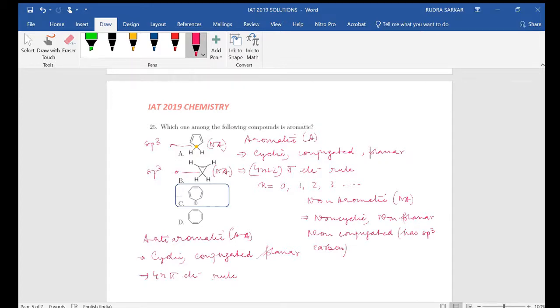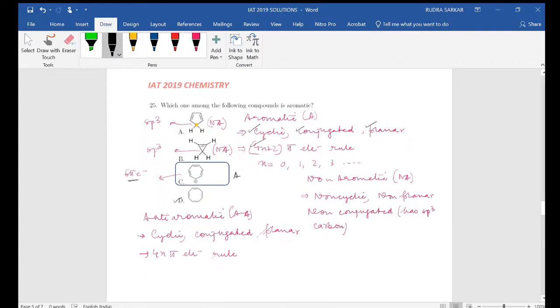What about that one? This is a 6 pi electron system. Is it cyclic? Yes, cyclic. Is it conjugated? Yes, it is conjugated. Is it planar? It is planar. Is it following the 4n plus 2 rule? Yes, it is a 6 pi electron system. So this is our aromatic. What about this molecule?